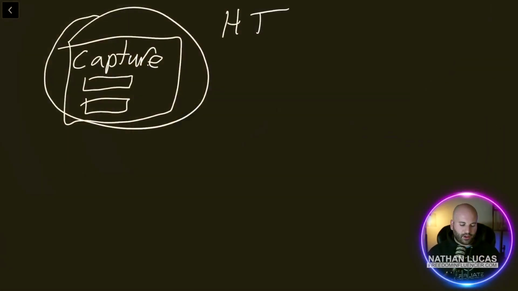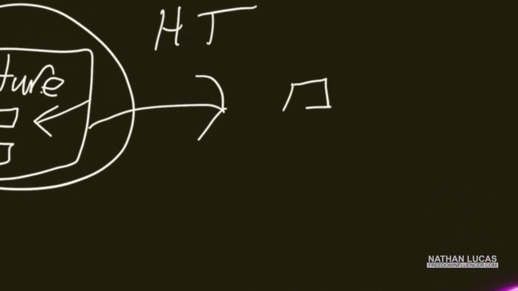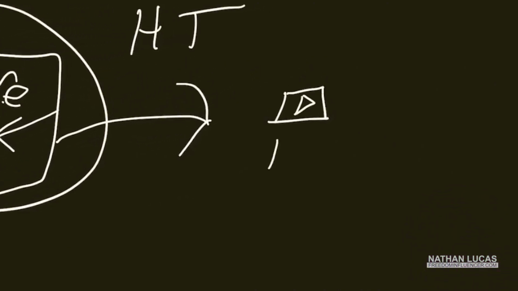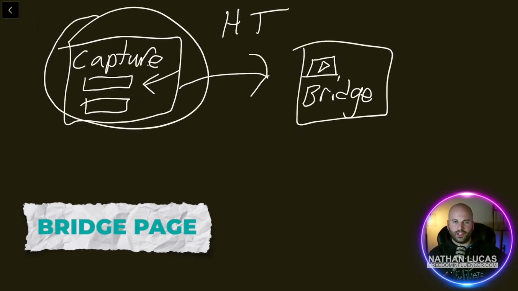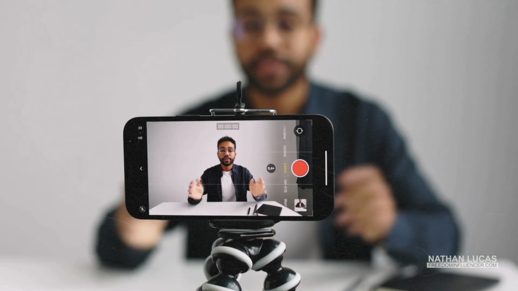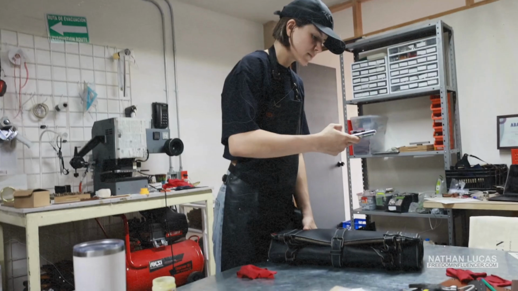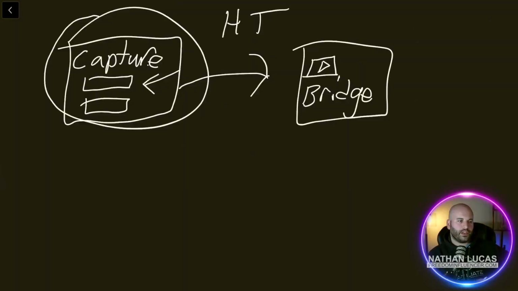Once you have a high ticket program, now the next part of the funnel comes into play. We have our capture page, and someone is going to opt in by giving us their email address right here. The very next page is what we call a bridge page. On this bridge page, what you want to do is put a video of yourself. If you don't want to get on camera, you don't necessarily have to, but it converts way more. And on this page, what you want to do is talk about the program that you are promoting.